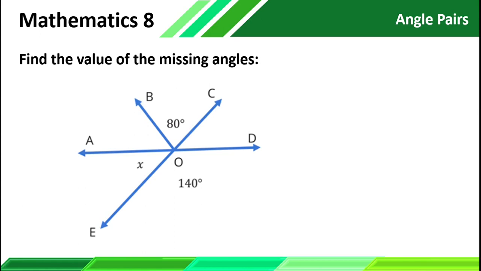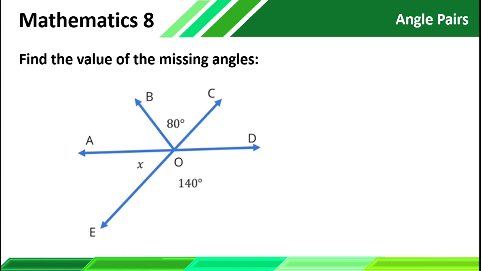Let's have our last figure. So let's find the value of the missing angle. So I have here x and other angles which are missing, and we have the given angles which are angle BOC which is 80 degrees and angle EOD which is 140 degrees. Let's find first the value of x.